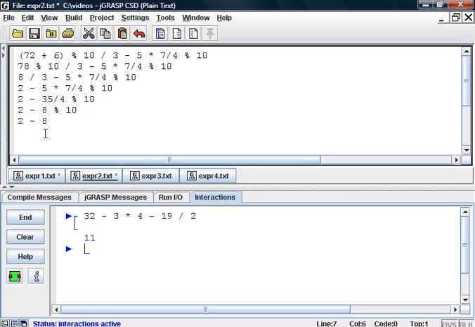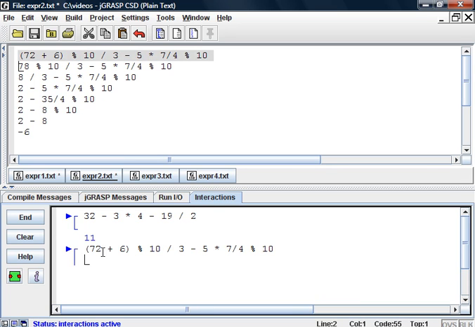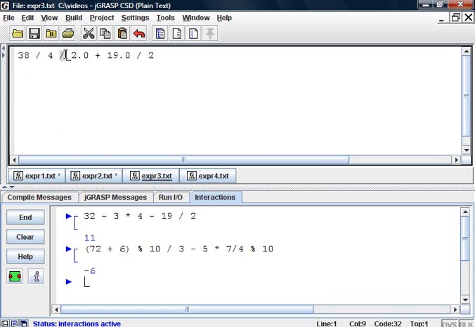So we're left with just a single subtraction operator. 2 minus 8 is a minus 6, and that's our overall answer. We can double check our answer by copying and pasting into the interactions pane, and Java comes up with the answer of -6 as well. So we can move on to the third expression.